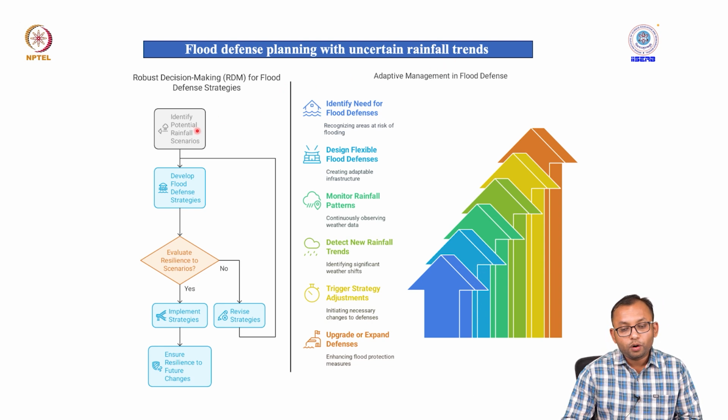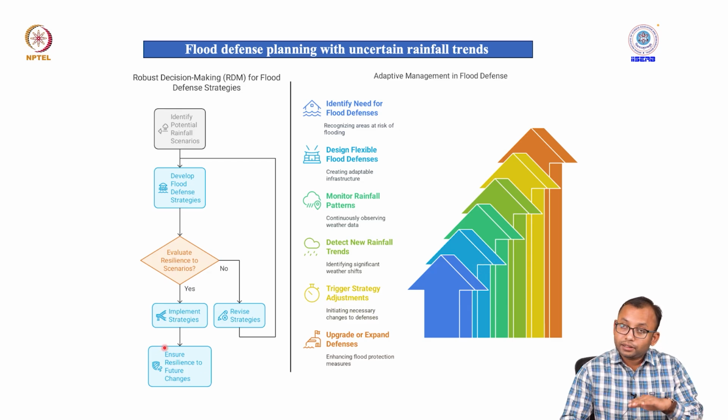For example, we know about potential rainfall scenarios. Based on that, we can develop the flood defense strategies. We can evaluate the resilience scenarios, so whether it is working or not. If it is not working, then we have to revise our strategies. We have to work out alternative flood defense strategies, or we can implement those strategies and then ensure whether they work all right for the future change as well as the historical change.